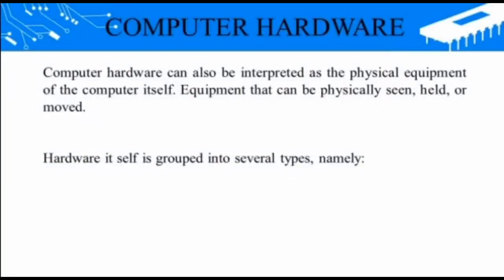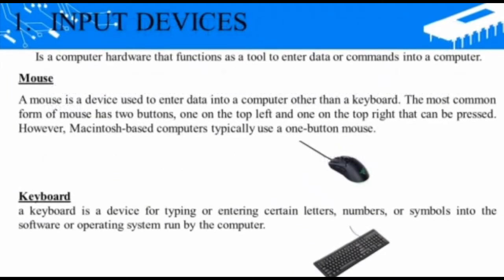Computer hardware can also be interpreted as the physical equipment of the computer itself. Equipment that can be physically seen, held, or moved. Hardware itself is grouped into several types, namely: 1. Input devices. An input device is computer hardware that functions as a tool to enter data or commands into a computer.